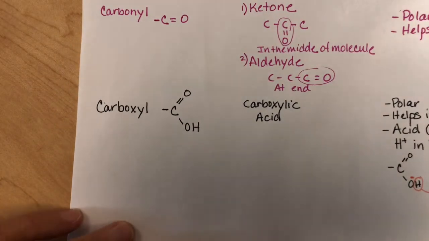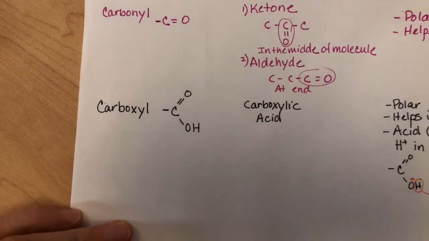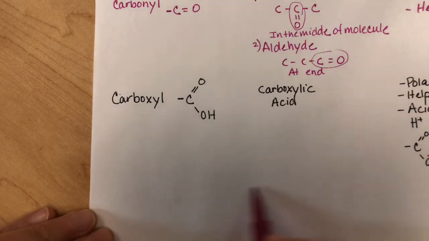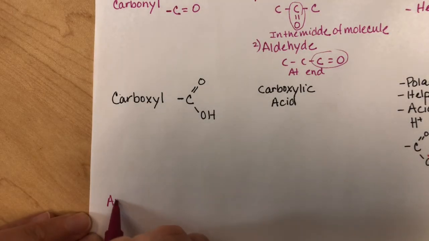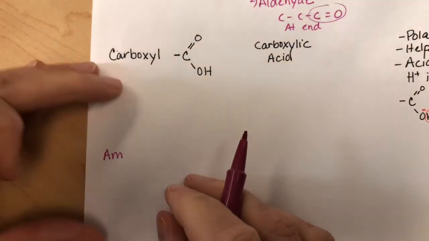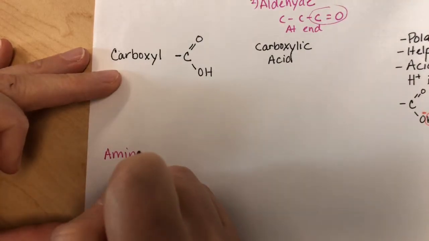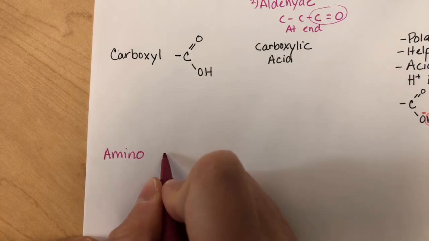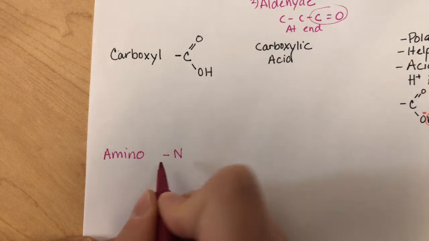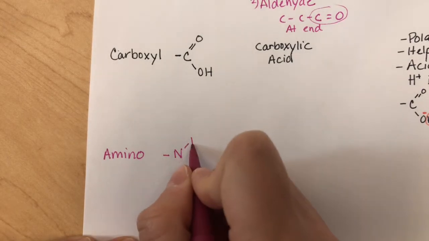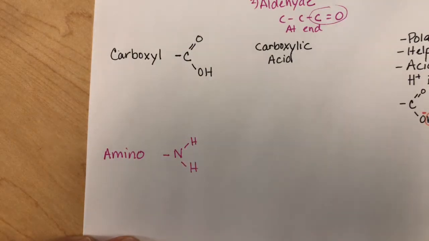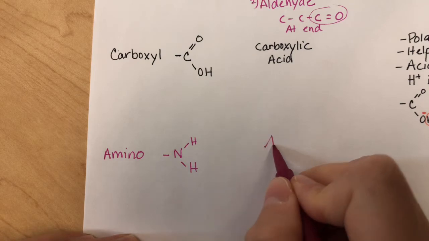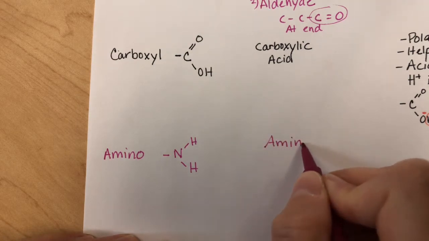Let's switch colors again, and let's do the amino group. So I'm going to come over here, amino. All right, this looks like this. It has an N, nitrogen, so this is the bond to the rest of the molecule, and two H's. That's the amino group. Anything that has this, the molecule would be called an amine.